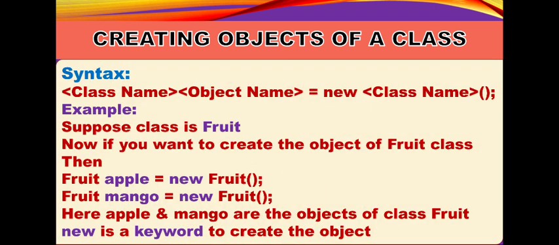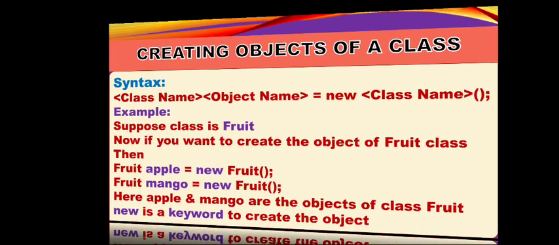Now look at the syntax, how the object will be created. Class name, then object name equal to new class name, open bracket, close bracket. Take an example. Suppose the class is Fruit. Now we want to create an object of the Fruit class. So how will it be? Fruit space, suppose object name is apple, equal to new Fruit, open bracket, close bracket, semicolon. Similarly another object is also created: Fruit mango equal to new Fruit. So here apple and mango are the objects of class Fruit, and new is a keyword to create the object.